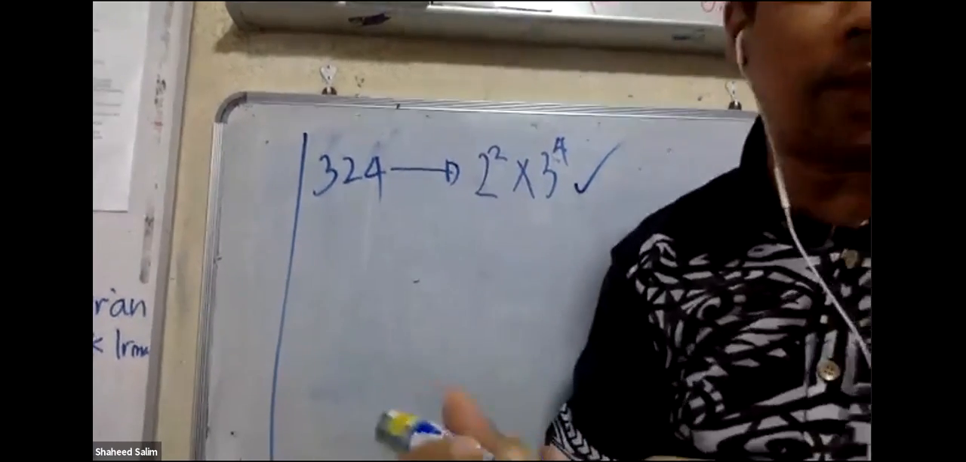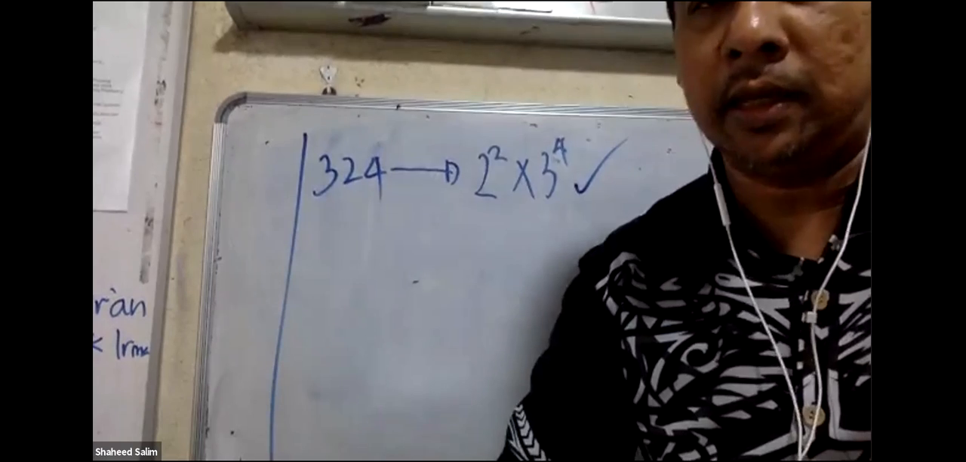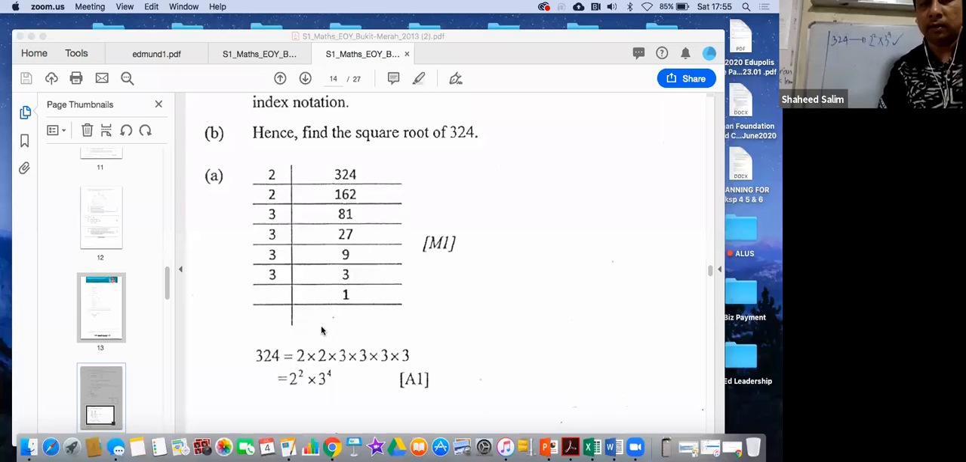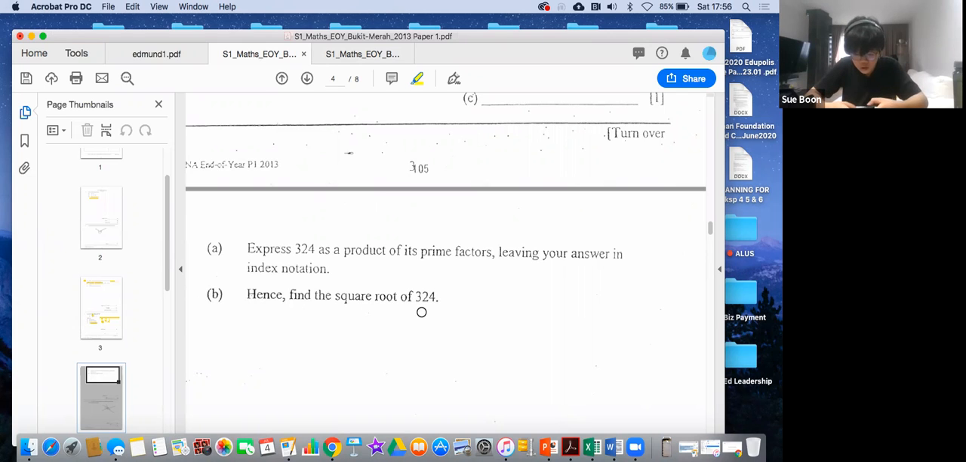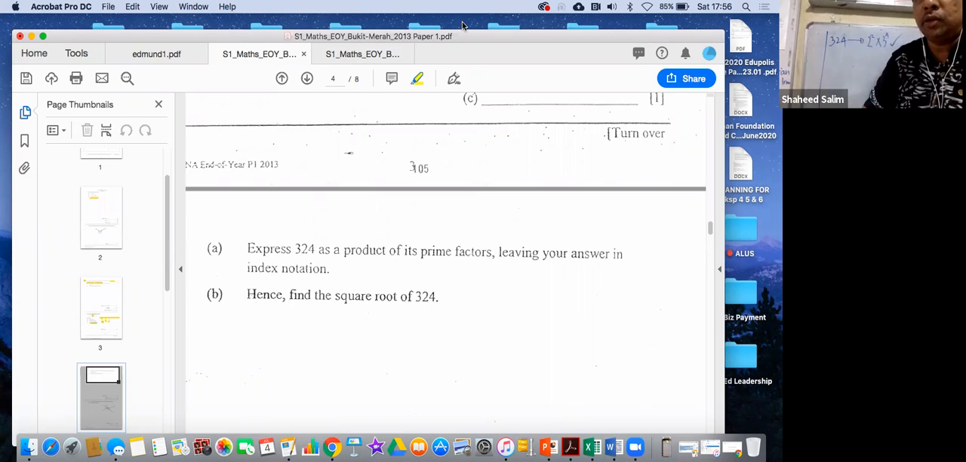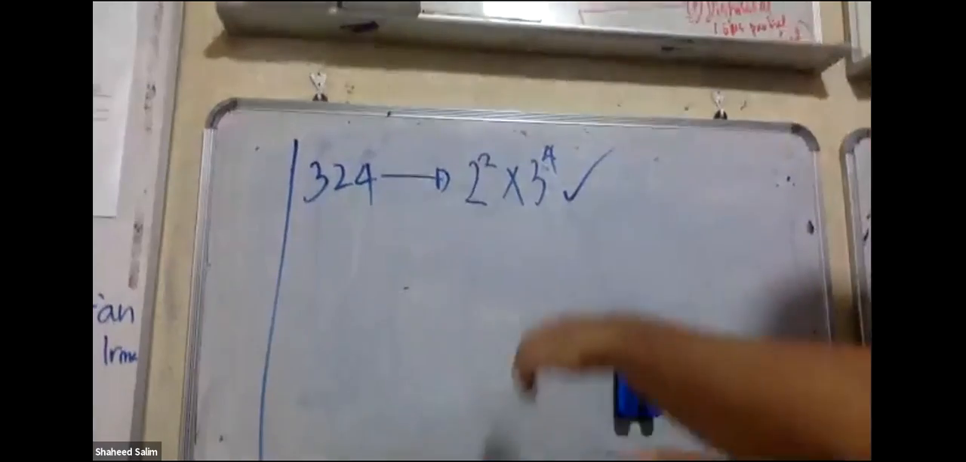Now, what does the question want you to find out? Your answer is correct, right? 2 to the power of 2 times 3 to the power of 4. Well done. So the question is saying, find the square root of 324. Now, you can use your calculator first. What is the square root of 324? Can you see? 18. Okay. So from here, do you know how to find the square root of 324 if you are given this?